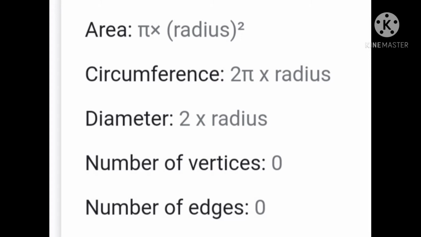To find the circumference, that means the length of the boundary of a circle, we are using the formula 2 pi r, that means 2 pi into radius. And diameter is twice the radius. And the circle does not have any vertices and any edges.